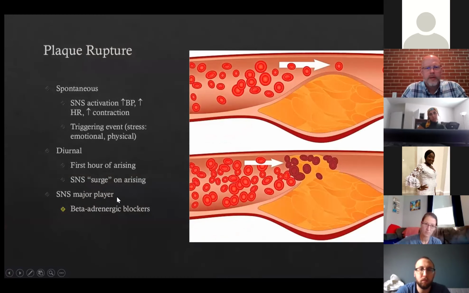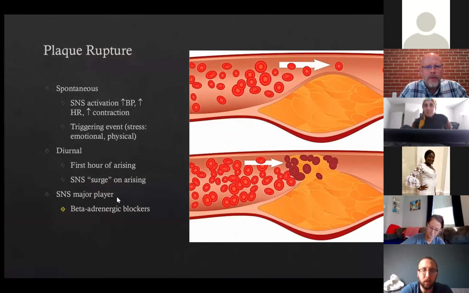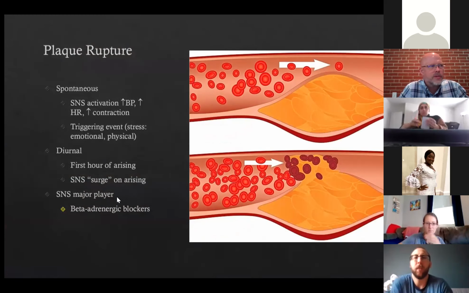Plaque rupture. Anybody heard of the Monday morning heart attack? They are a real thing. It doesn't always have to happen on Monday, but we know that Mondays are more stressful than Fridays for us, right? So upon arising, there is a stress that activates the sympathetic nervous system. It causes an elevation of blood pressure, heart rate, and contraction. That event can cause the plaque to rupture, resulting in a subsequent MI.